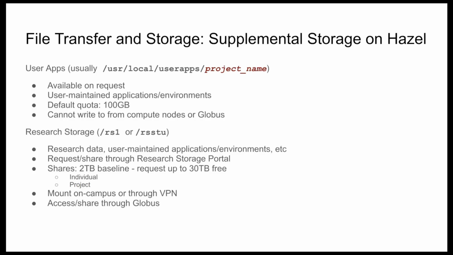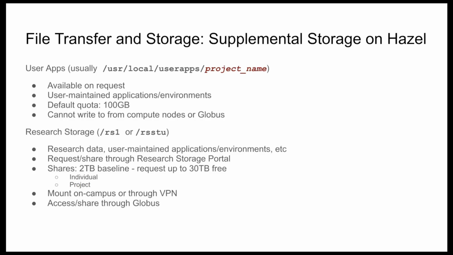On the other hand, research storage is a more general purpose research storage location intended for research data, as well as user-maintained applications or environments, similarly to user apps. However, these are managed separately from your HPC storage. Each faculty member can request their own research storage share through the research storage portal, and projects through the RED system, that is grant-funded projects, can also receive their own share. Shares start at 2 terabytes, but you can request up to 30 terabytes for a share at no additional cost.